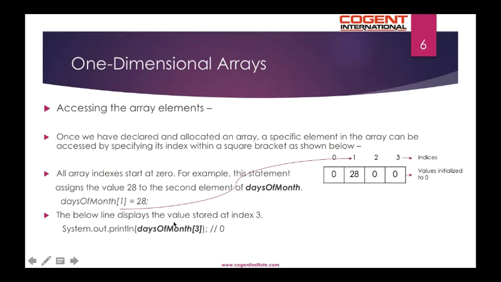The below line displays the value stored at index 3. So we have the print statement and we are printing the value of the index 3 from this array. So days of month followed by the square brackets, and within the square brackets we have the index. The value here is still 0, so the output would be 0.